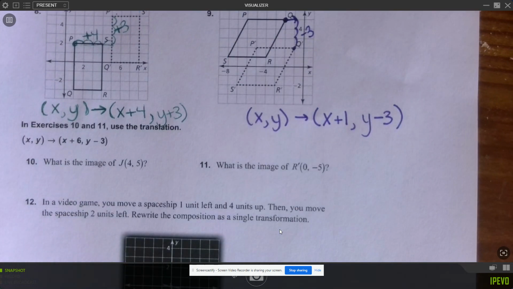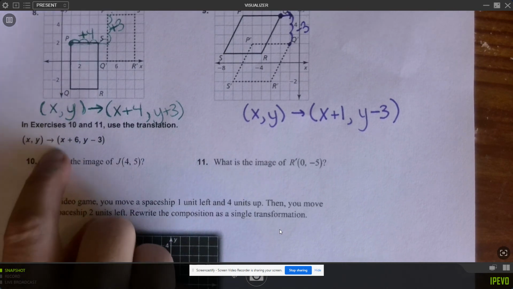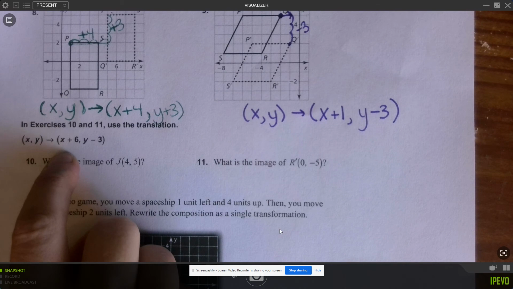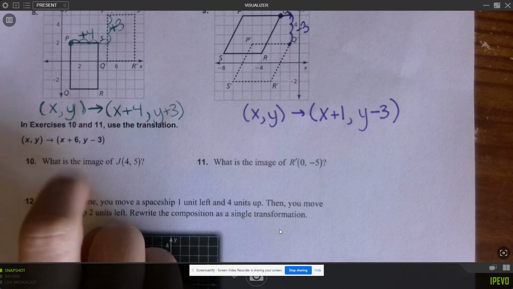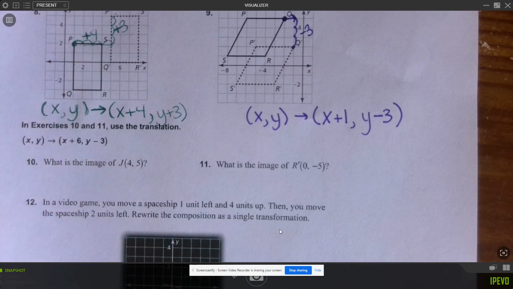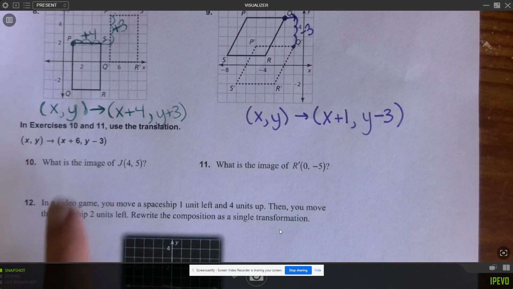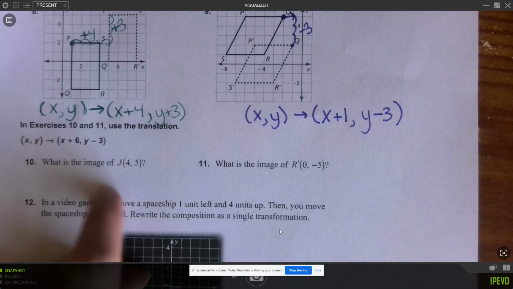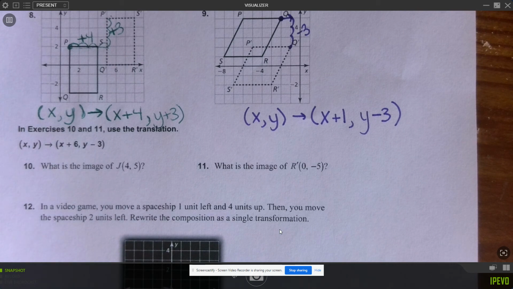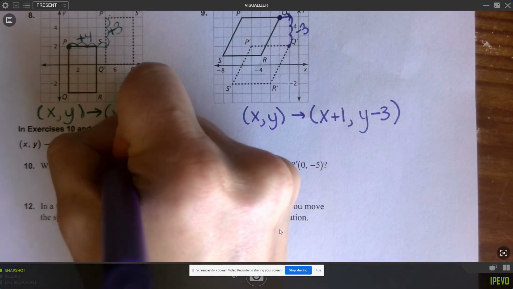Number 10 and 11, use the translation. So they give us a rule. They tell us how this shape is going to move, and we have to figure out what are the coordinates of the image. So in number 10, if this is our translation rule, we need to figure out what is the image of J(4, 5). So this is our pre-image.